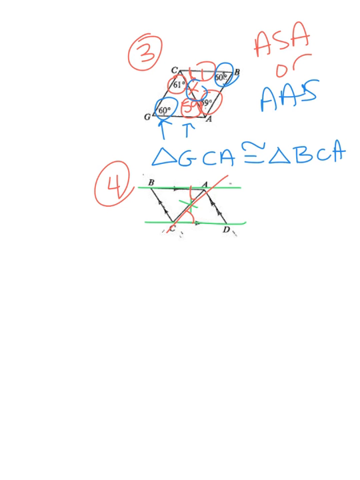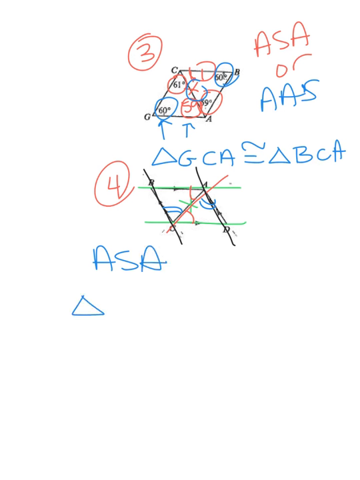Now I can do the same thing. I have another set of parallel lines. So let's use BC and AD, which are also parallel. And I'll use the same transversal. So when I do that, I notice I also have another set of alternate interior angles. So angle BCA is congruent to angle DAC. So now I notice I have two angles from one triangle congruent to two angles of another triangle and the included side. So I have angle, side, angle.